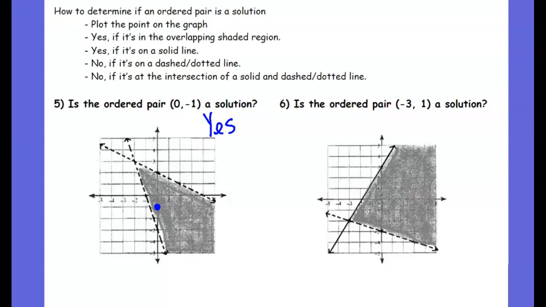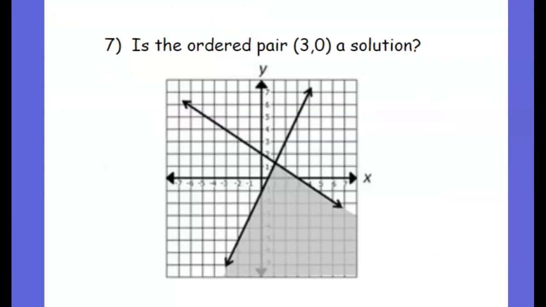Let's check out number 6. It says, is the ordered pair (-3, 1) a solution? So I go to -3 and then 1, and that's not in the double shaded area, so that's going to be a no. Where you have to be careful is when it lands on the line. If it lands on a solid line, then it is part of the solution, but a dashed line, it is not.